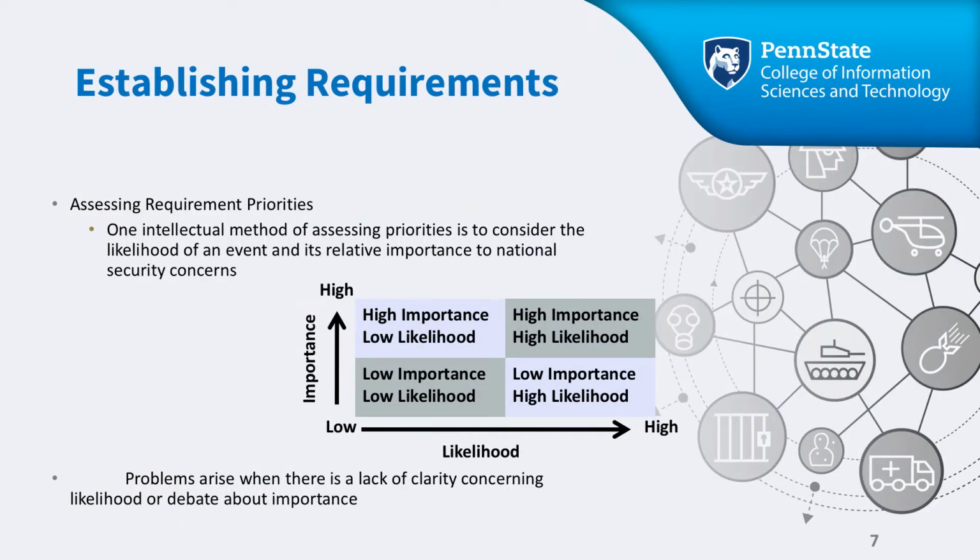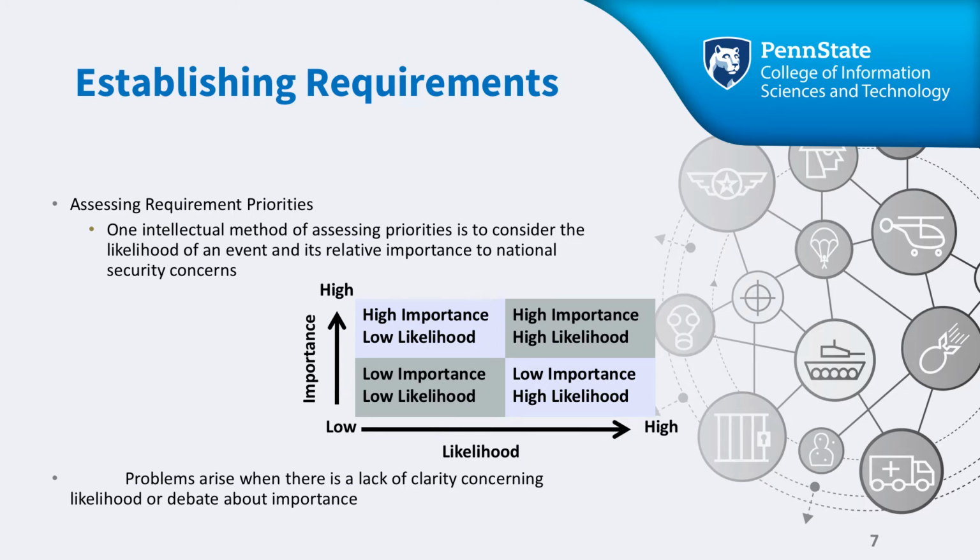Establishing requirements necessarily involves designating priorities. In many cases, this is done by discussion, dialogue among the various professionals involved in the intelligence world, presenting papers, making arguments. One additional intellectual method of assessing or establishing priorities is to consider two factors regarding a certain event or issue: the likelihood of that event occurring and its relative importance to national security concerns if it does occur.